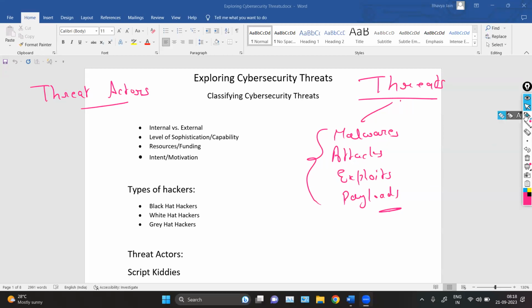So threats can be anything which can harm your system. That is threats. It can be any malware, any attacks, any exploits, and any payloads. It can be anything which can harm the system.